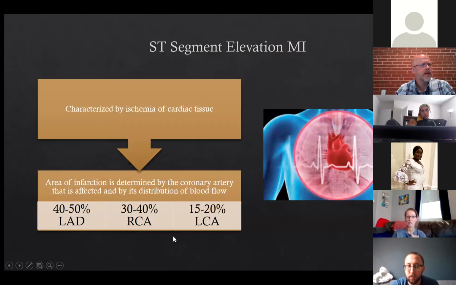Within these types of heart attacks, the LAD, as you can see, is involved 40 to 50% of the time. The right coronary artery and the left circumflex arteries are the other two most common.